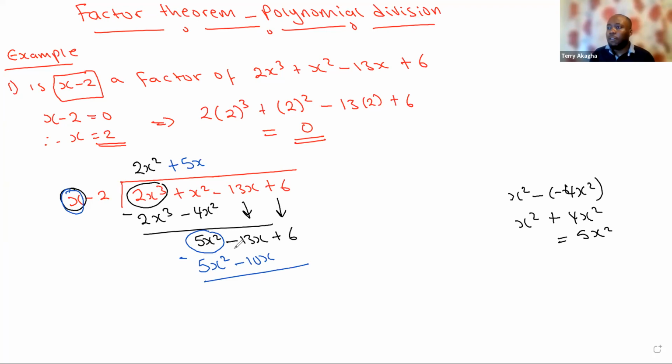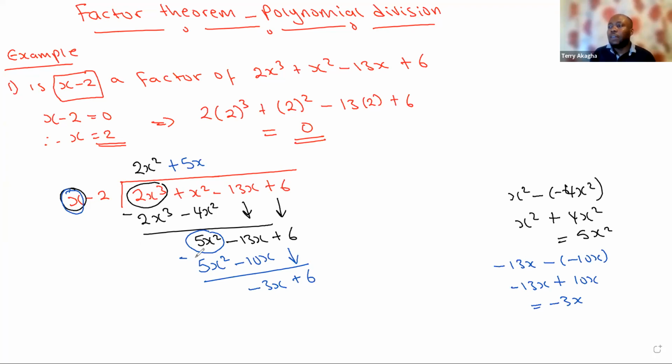The next one we have is minus 13x minus 10x. So it's going to be minus 13x minus 10x. Minus times minus will give you what? Plus. So 10x minus 13x, and this will give you minus what? 3x. That makes sense? So you put it here, minus 3x, then you bring down the 6.